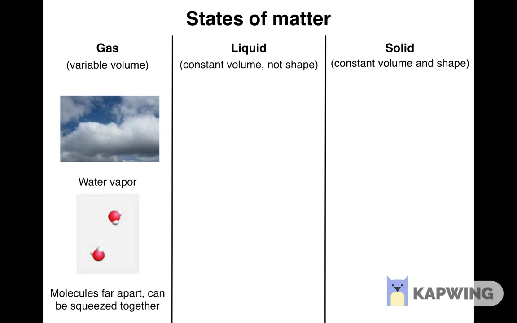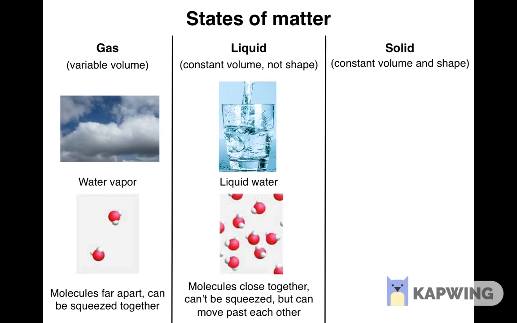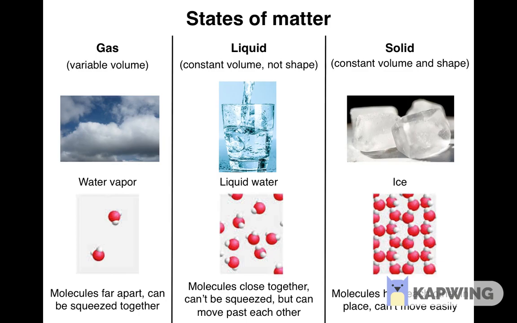In the liquid state, a substance maintains its volume but not its shape. For instance, if we measure 100 milliliters of liquid water in a graduated cylinder and then transfer it to a flask, the water will take the shape of the new container, but we will still have the same volume of it, 100 milliliters. In the solid state, a substance maintains both its volume and its shape.